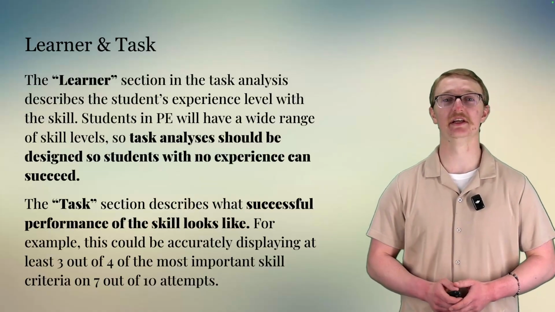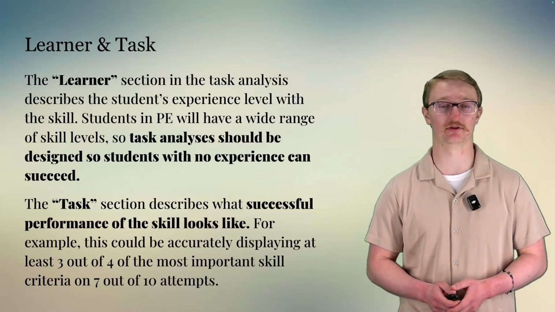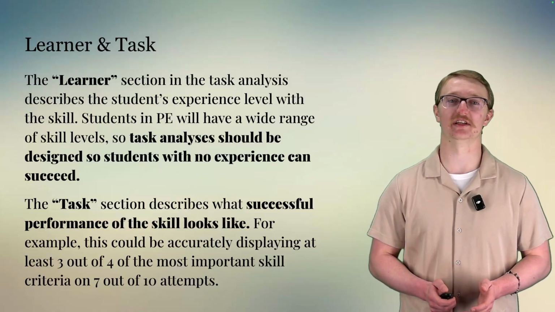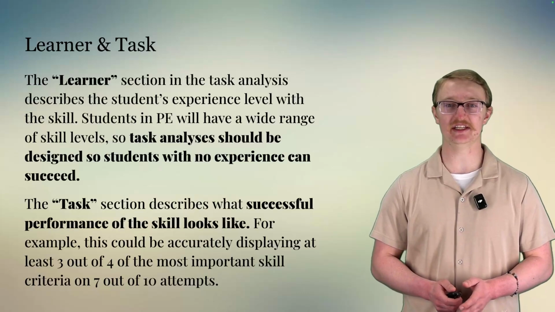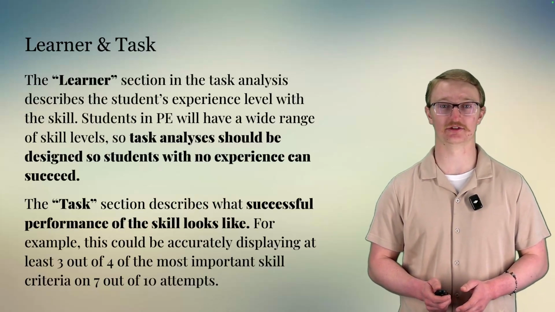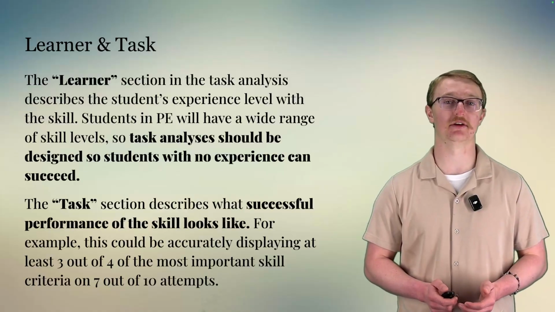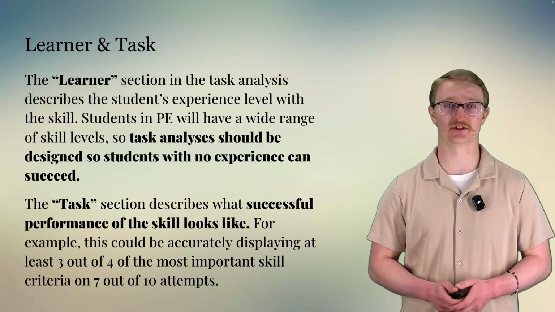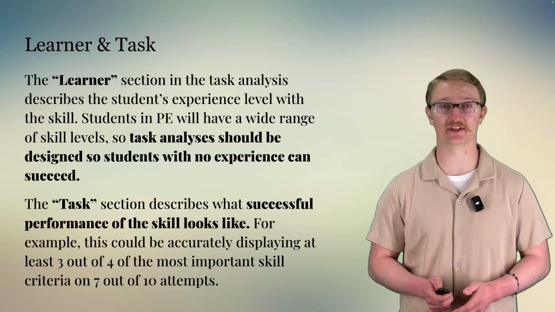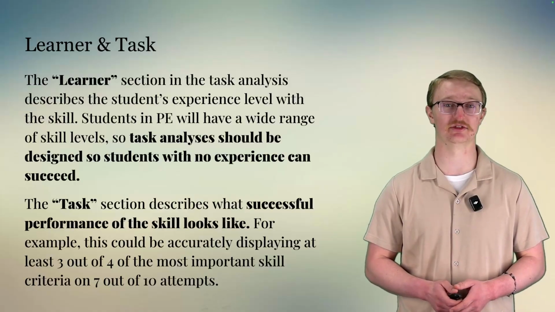Next, the task section describes what successful performance of the skill looks like. For example, this could be accurately displaying at least 3 out of 4 critical skill criteria on 7 out of 10 attempts. The teacher should very clearly demonstrate what accurate performance of the whole skill looks like, then should emphasize the most critical components of the skill so students can focus their learning.